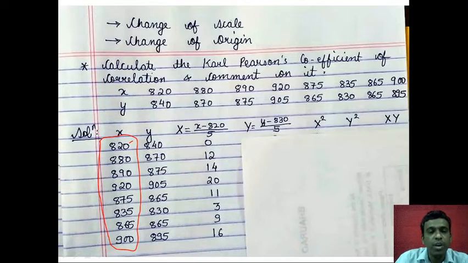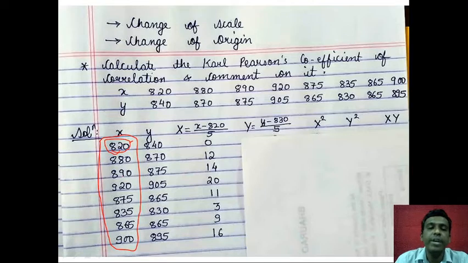Okay, so what I've done is change of scale, I've divided them by 5 also. Simple thing, I'll just tell you, x minus the smallest value of x I've taken, that is 820 in this instance. So if I keep this much only, still again I will get bigger numbers. So what I will do, whatever numbers I get out of this, all these numbers are divisible by 5.